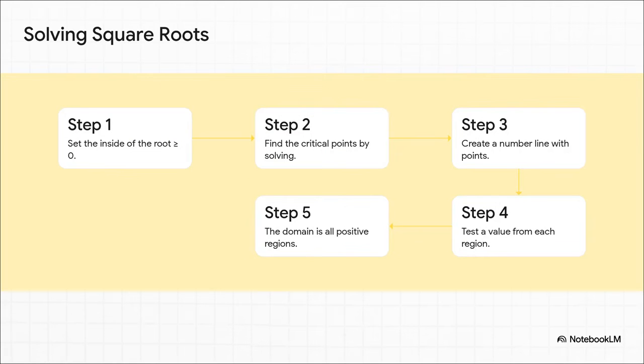Now when things get a little more complex inside that root, we just follow this process. We find the critical points where the expression equals 0, we put those on a number line, and then we just test a number from each section. If a section gives us a positive result, then that whole section is part of our domain.